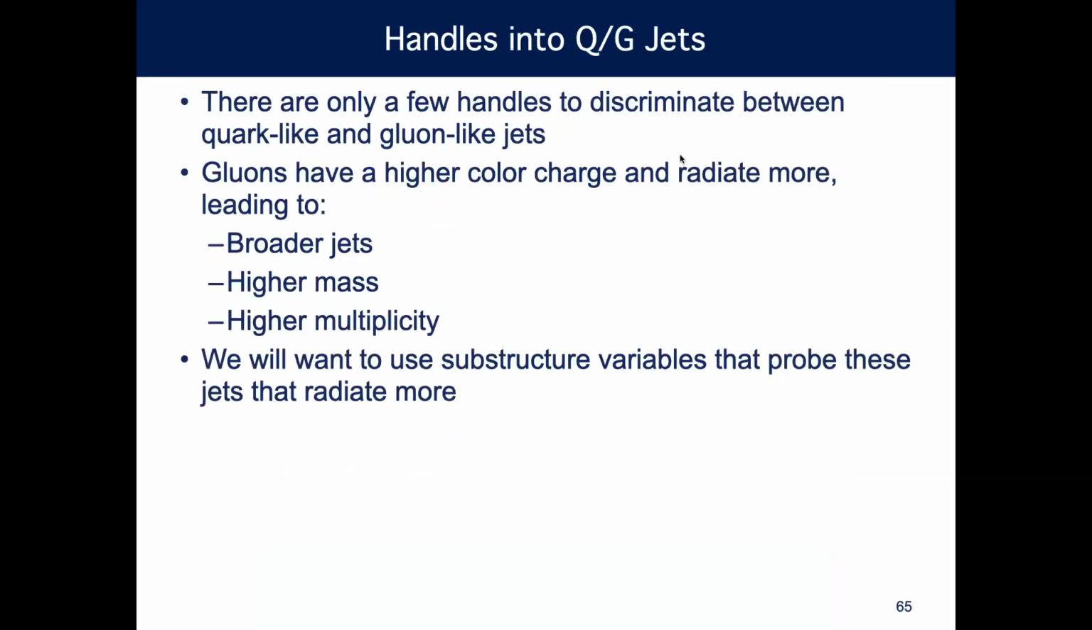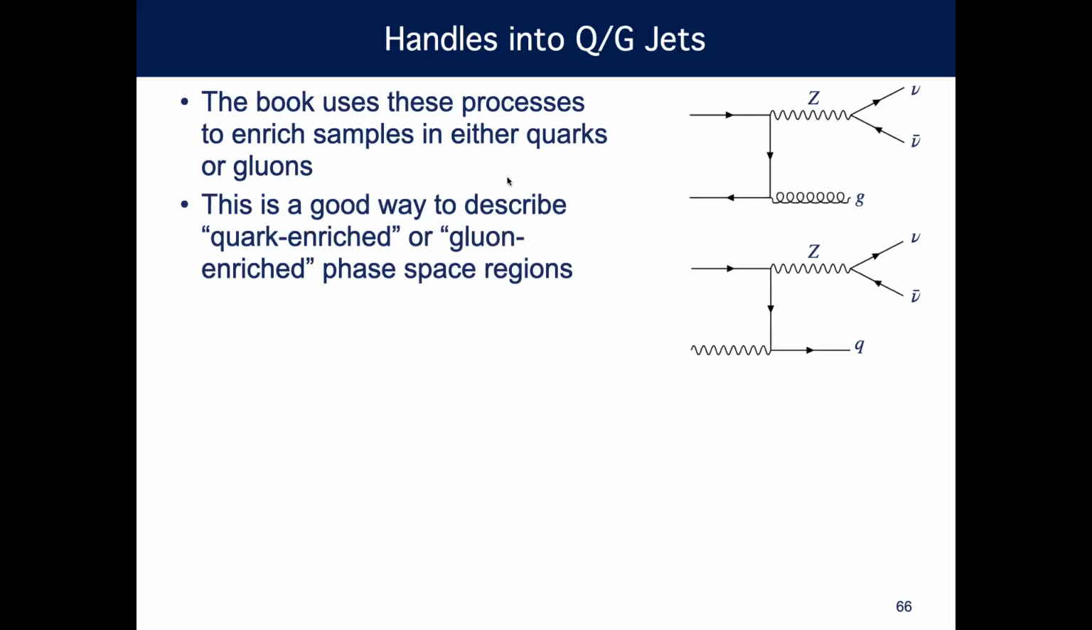Okay. So there's only a few handles to discriminate between these because it's ultimately the same dynamics. The only difference is that the gluons have a higher color charge. And so what that means is that as it progresses, it will typically radiate more. So that will lead to a broader jet with a higher mass and also higher multiplicity. So those are the only handles that you really have. And so what you need to do is use these angularity variables and substructure variables that I was talking about earlier, but none of them are perfect. You get 60, 70% regions.